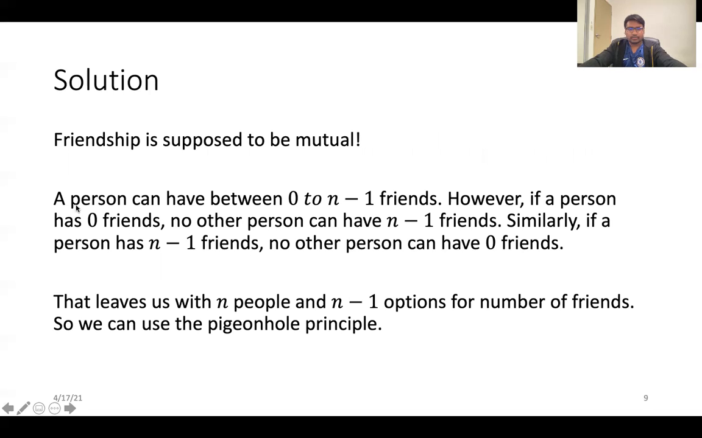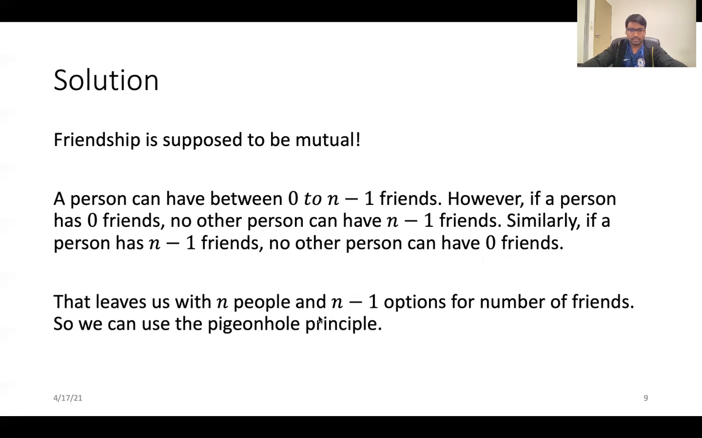At first, a person can have 0 to n minus 1 friends, which means that there are currently n options. However, if a person has 0 friends, then no other person can have n minus 1 friends. For example, if there is a person A with 0 friends, then a person B cannot have n minus 1 friends because B cannot be his own friend, and A is not an option because A has 0 friends. So B is left with at most n minus 2 options. Similarly, if a person has n minus 1 friends, no other person can have 0 friends. We can follow very similar logic there.